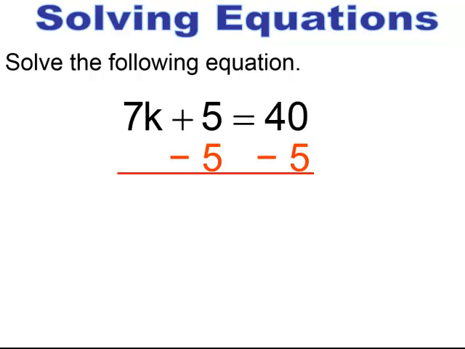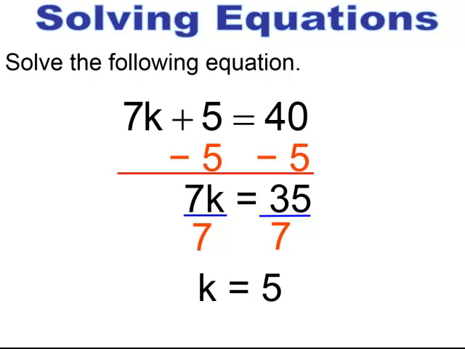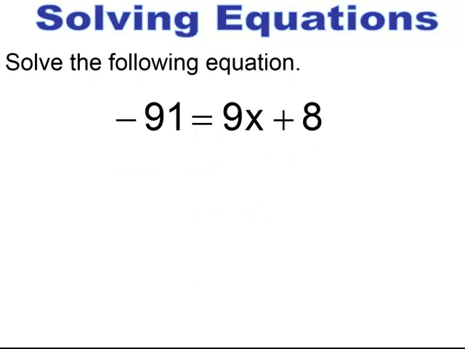Two-step equation, I'm going to subtract 5 first, and then I'll deal with what's attached. I divide through by 7, I get my k value equals 5. Pause and try.